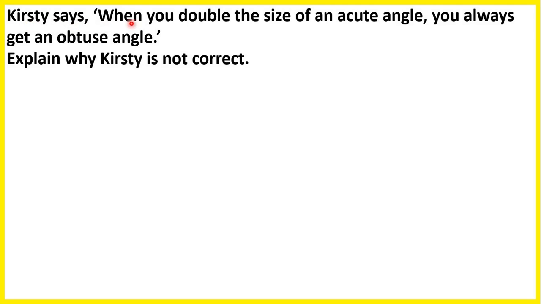Kirsty says when you double the size of an acute angle, you always get an obtuse angle. Explain why Kirsty is not correct. So first we can explain what an acute angle is. An acute angle is less than 90 degrees. And now, to show why Kirsty is not correct, we can give an example.